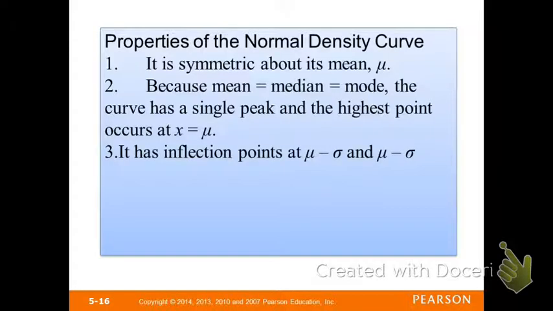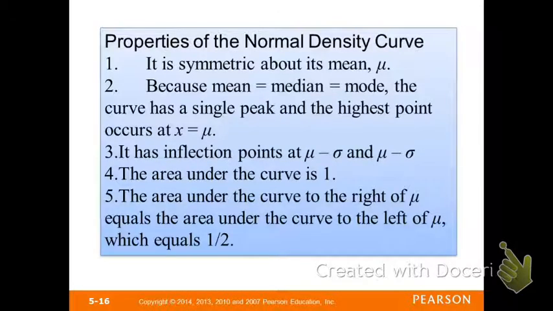Okay, it has inflection points at 1 standard deviation below the mean and 1 standard deviation above the mean, right? So mu minus sigma and mu plus sigma, that's where the graph takes its change in shape. Now this is always going to be true as well: the area under the curve is always 1. If it's a normal density curve, it has to have an area of 1 underneath the curve. So we'll see a little bit more about that in just a second.